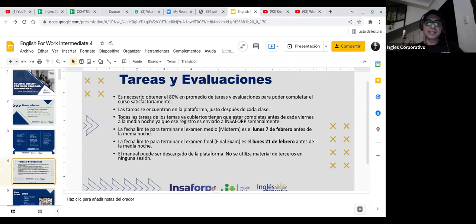Entonces, la fecha acá está mal, pero luego dice, es necesario obtener el 80% por medio de tareas. Yo sé que también ustedes ya saben esto, ¿verdad? Las evaluaciones que van, las tareas que hay que estar haciendo en la plataforma y además el midterm test y el final test. Las tareas que están en la plataforma ya las vamos a revisar. Los temas, o sea, nosotros vemos un tema y yo sé que ustedes ya saben que hay que hacer la tarea esa misma noche, ¿verdad? Y que se mandan las notas a INSAFORP el sábado.